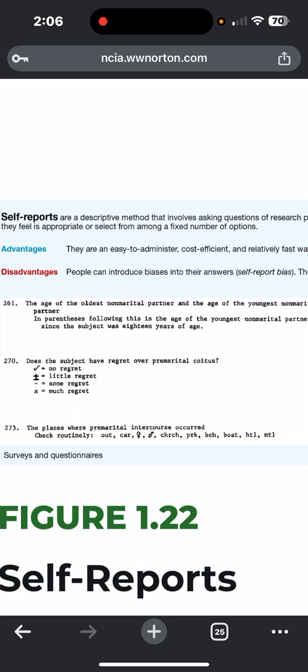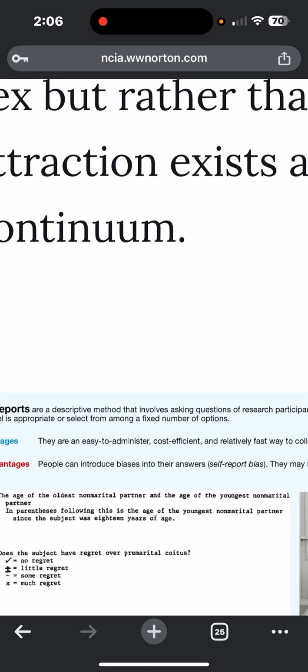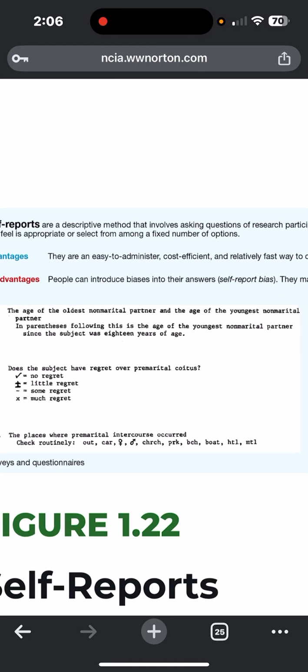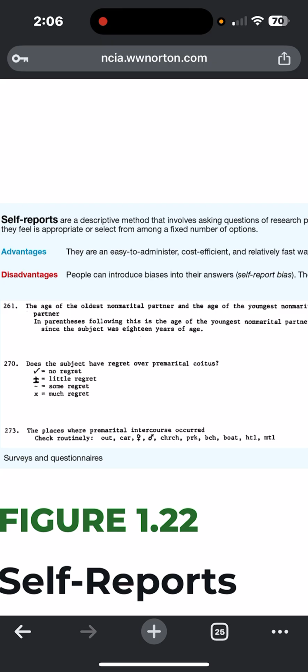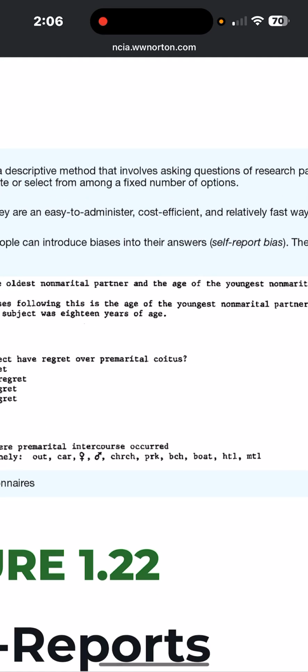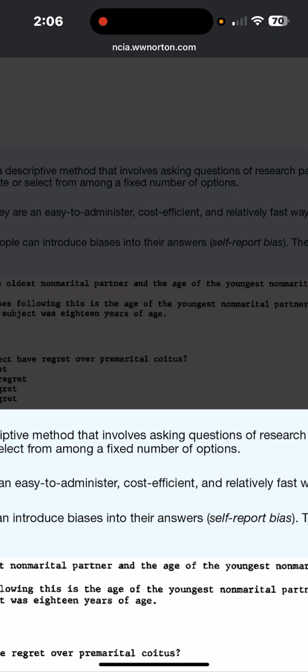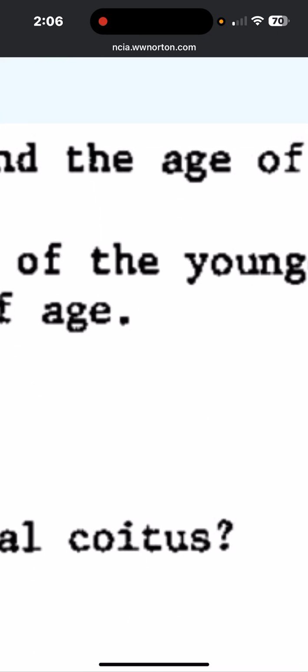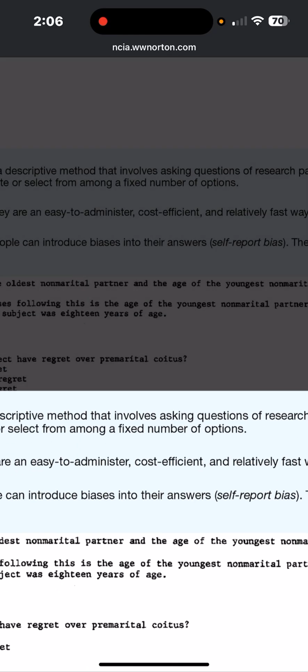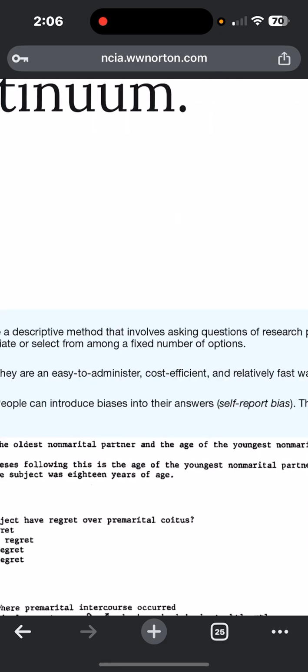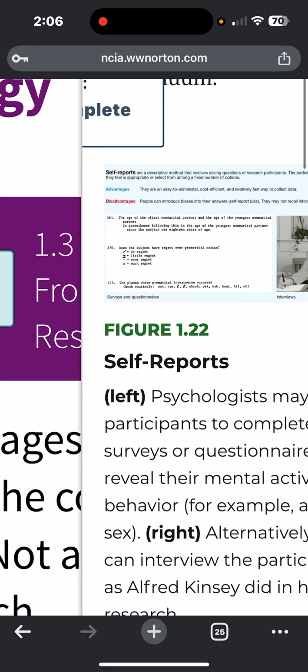In parentheses, following this is the age of the youngest non-marital partner since the subject was 18 years old. Does the subject have regret over premarital coitus?